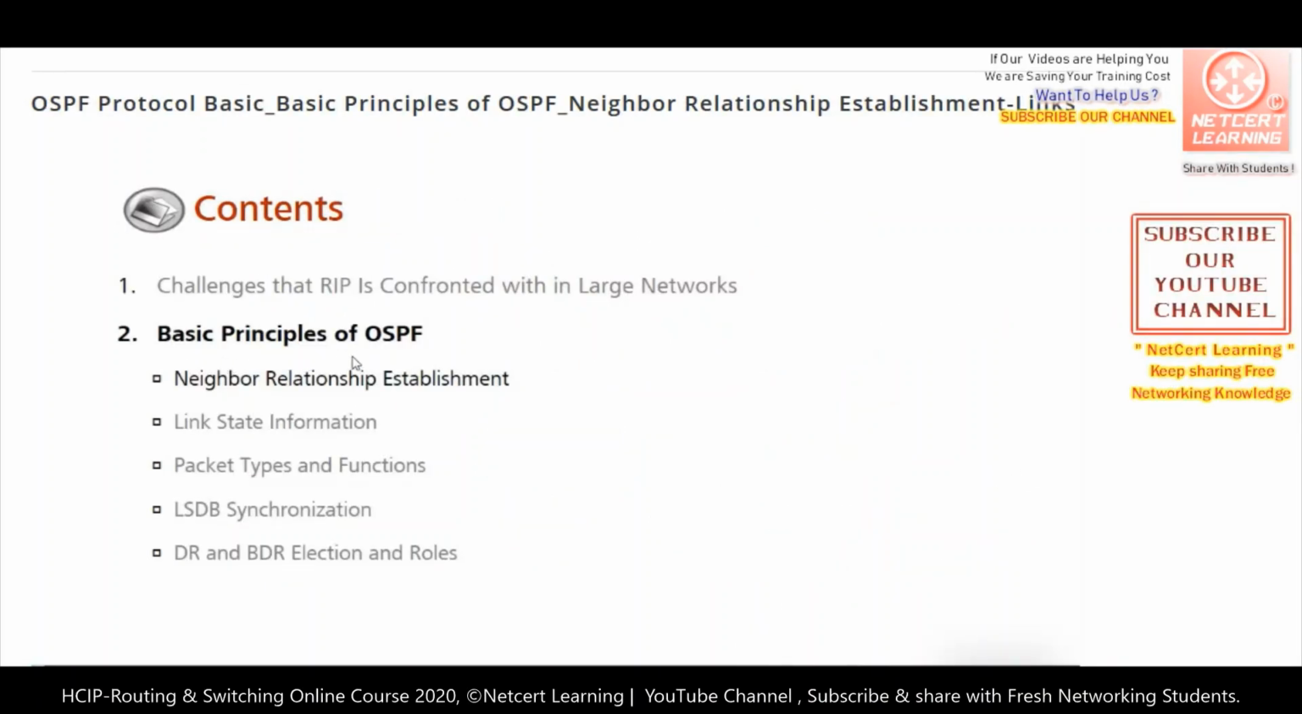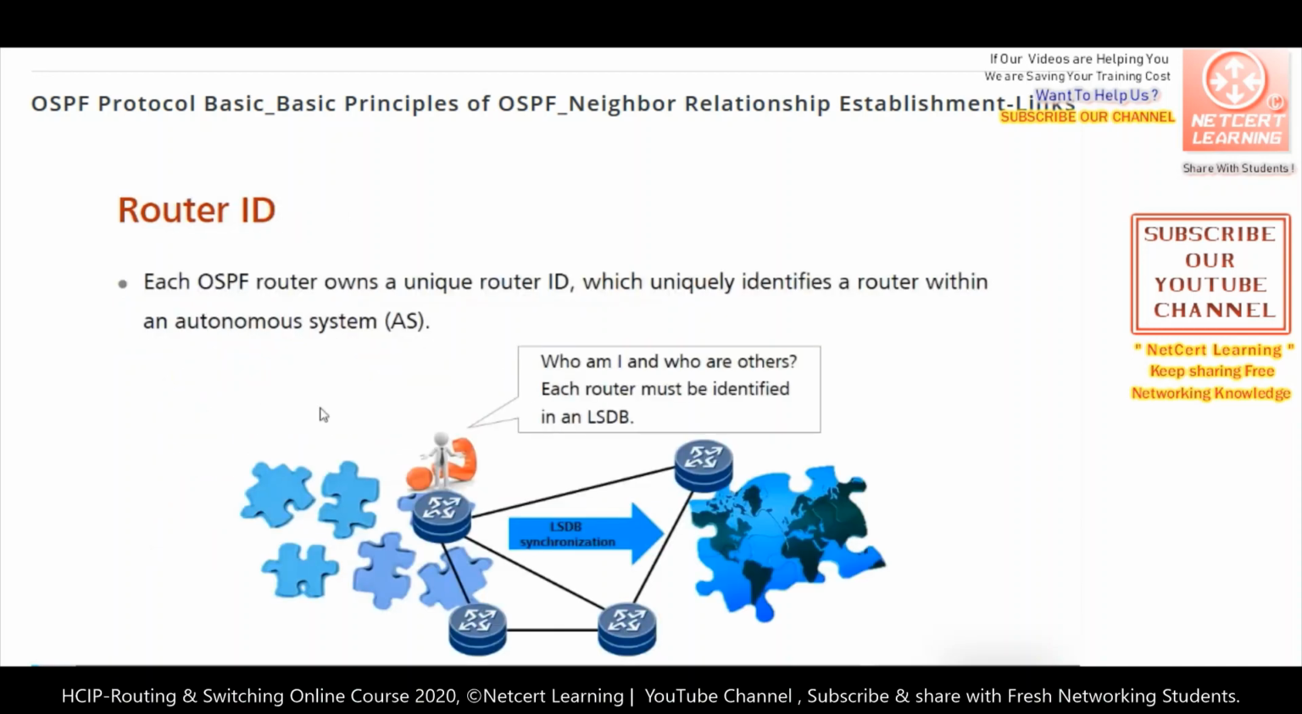Note number 2, basic principle of OSPF. Here we will look into the neighbor relationship establishment. On this slide, we look into the concept of router ID. Each OSPF router owns a unique router ID which uniquely identifies a router within an autonomous system. For example, in this diagram, I have 4 routers, and each of the routers needs to be identified. Here, who am I and who are others? I need to have a router ID, and the other neighbor also has his own router ID. So when we do a link state database synchronization, we know where this LSA came from. The format of router ID is a 32-bit IP address.